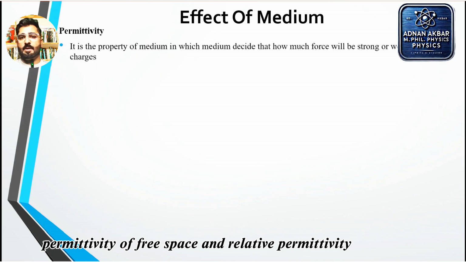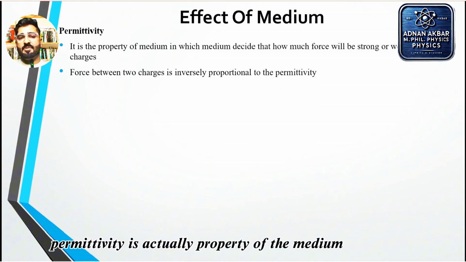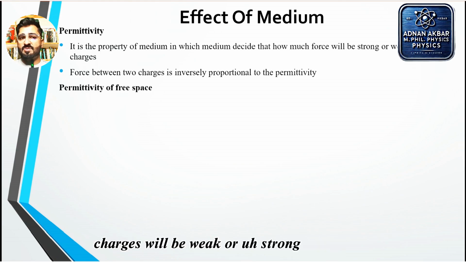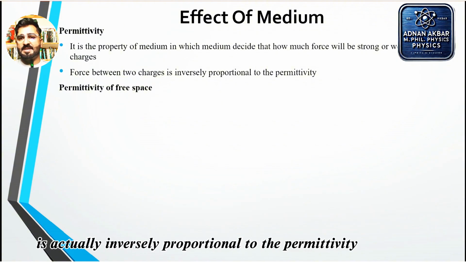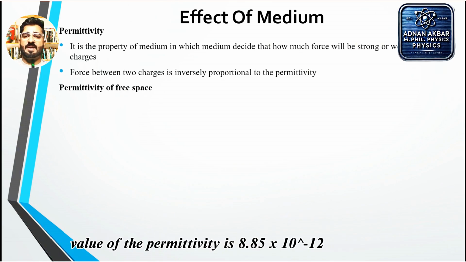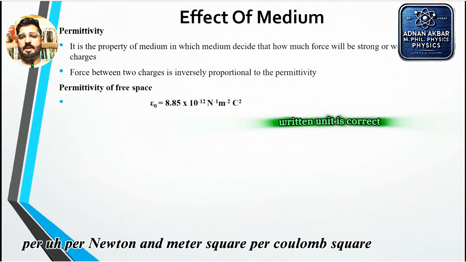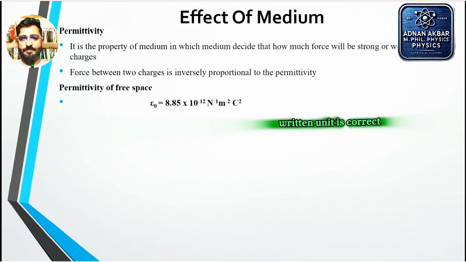that is actually related to the permittivity of free space and relative permittivity. Permittivity is actually a property of the medium. It will decide how much force between 2 point charges will be weak or strong. The force between 2 point charges is inversely proportional to the permittivity. In case of free space, the value of the permittivity is 8.85 cross 10 to the power minus 12 per Newton meter square per Coulomb square.